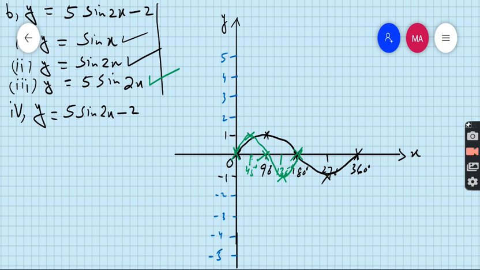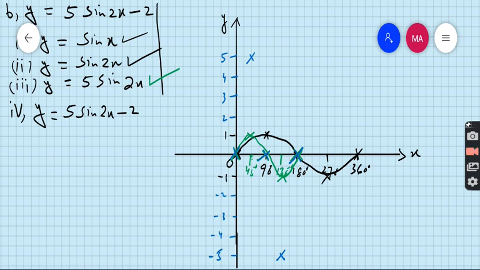Nothing will change. All green points move to plus 5 and minus 5. The first point is same, that is 0 0. This point moved to 5. This point doesn't change. This point, 135, moved to minus 5, and this 180 is same.